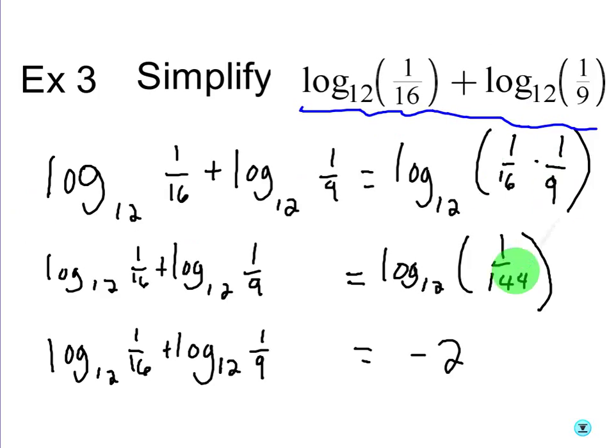Now, 16 times 9 is 144. 1 times 1 is 1, so it just becomes log base 12 of 144. Now, this one we can solve because, remember, a logarithm is an unknown exponent. So 12 to what power gives you 144? We know, yes, good. We know that 12 squared is 144. In order to make it a fraction and put it under 1, the exponent would have to be negative. So the answer is going to be -2.